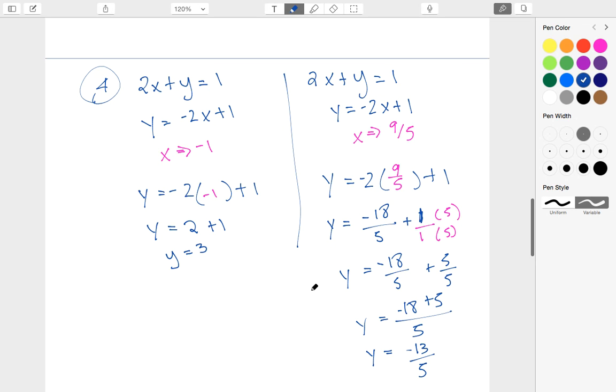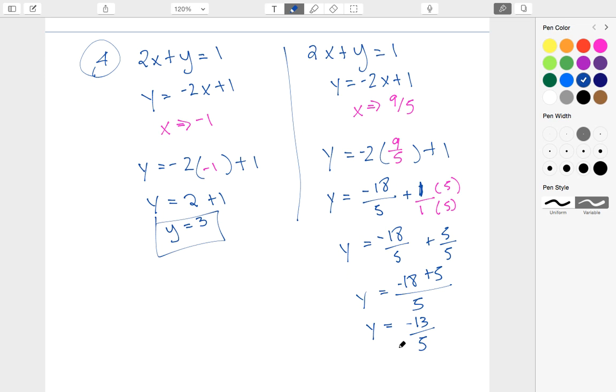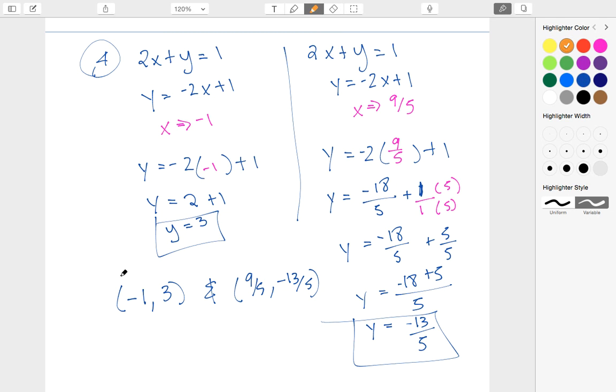Okay, so essentially we have our new y values with their corresponding x values. So we have two solutions. So when x is negative 1, y is positive 3. And when x is 9/5, y is negative 13/5. Okay, so then we can say that we have two solutions for our circle and our linear function equation. So two solutions.